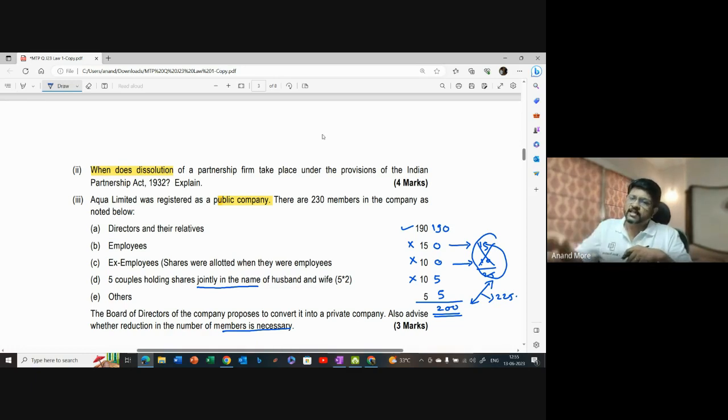Why? Because ex-employee and present employee members are not counted for calculating the limit of 200. Similarly, joint members are counted as one member for the purpose of counting the number of members. Accordingly, although the company's number of members appears to be 230, they are only 200. Since they are only 200, the company is already well within the limit of a private limited company's number of members. That means no more members are required to be removed or reduced. So this is the point to be considered. This is how the question is to be solved.